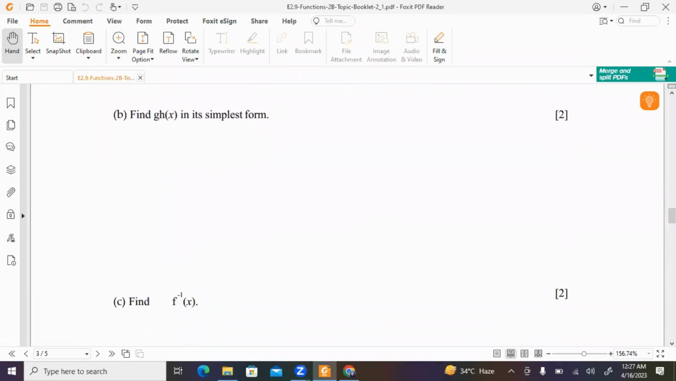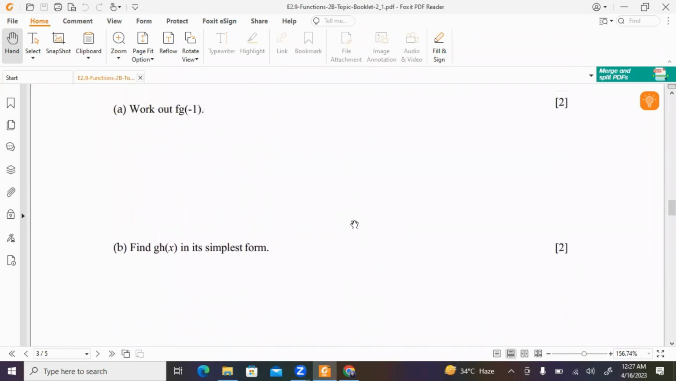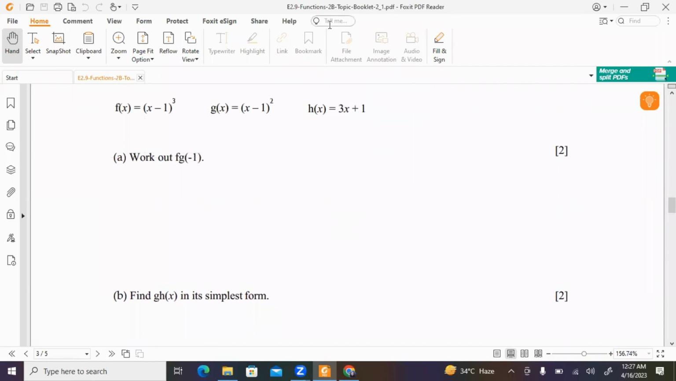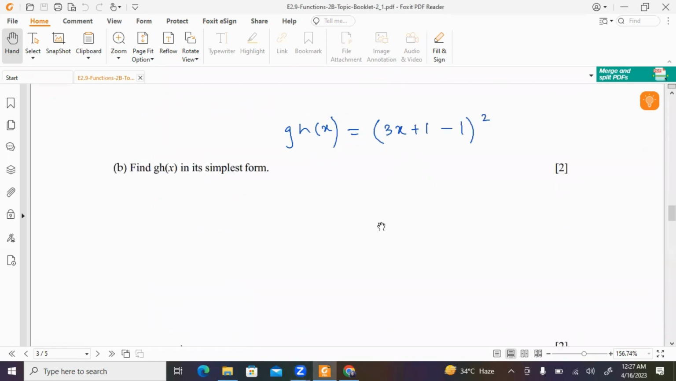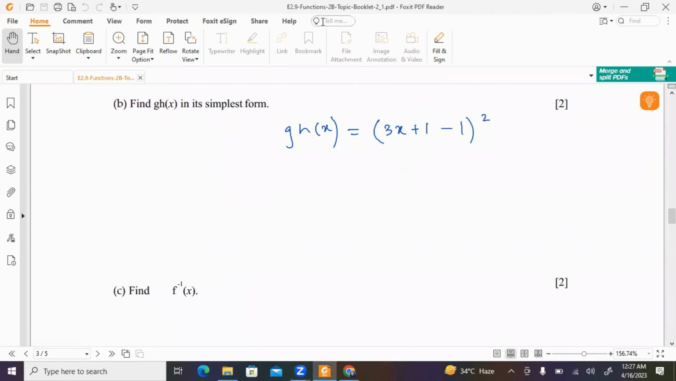Part 2 says find g of hx in its simplest form. So g of hx, which means x is being replaced by hx now. So it's going to be 3x plus 1 minus 1 whole square. This is the equation. Now we simplify. So that's going to be 3x whole square, which is 9x squared.